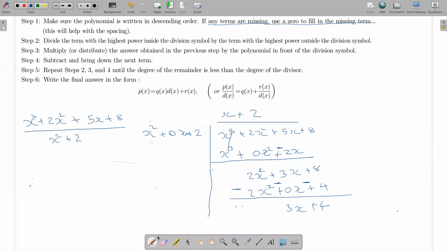So I can write now, x cubed plus 2x squared plus 5x plus 8 equals x plus 2 times x squared plus 2, no? And plus the remainder, which is 3x plus 4. Okay. I stop when the degree of the remainder is less than the degree of the divisor.